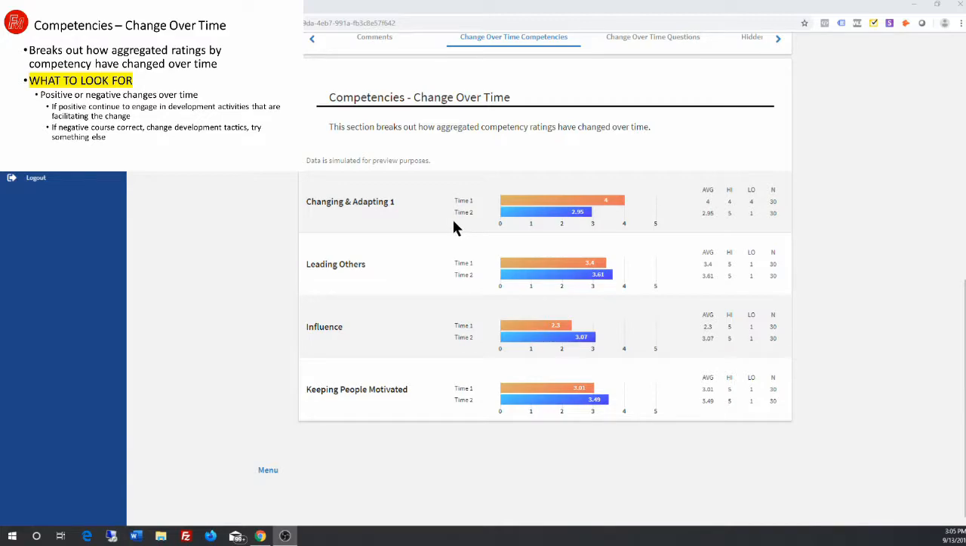You can see in this case for changing and adapting, where the individual's going backwards a little bit. They were a 4, now they're a 2.95, so they should probably change whatever they're doing here. On the remaining 4 competencies, they're improving. So they should continue to improve and do whatever it is that they're doing there.